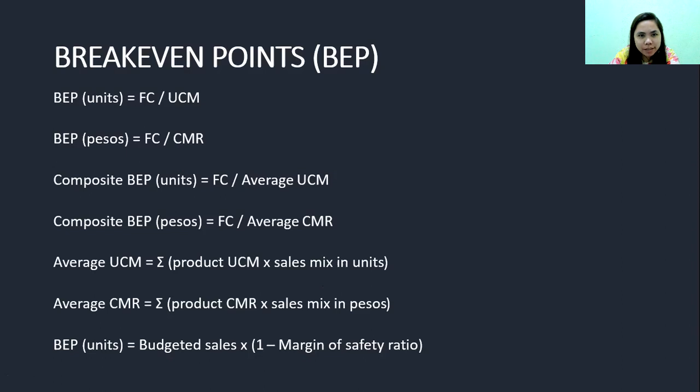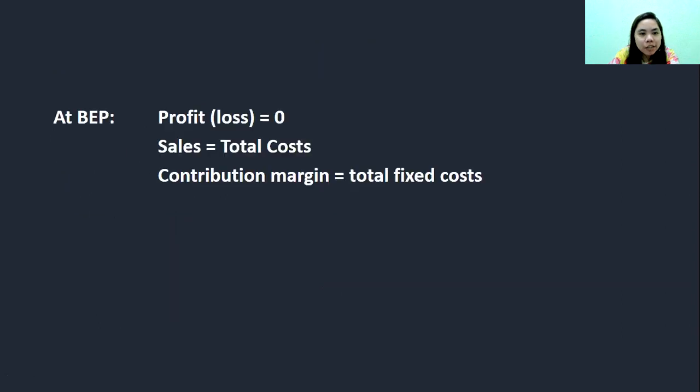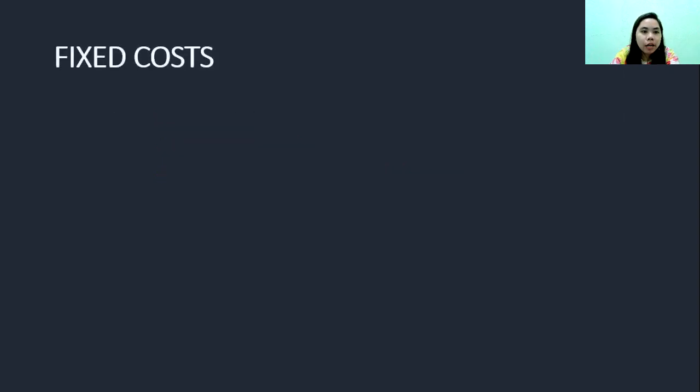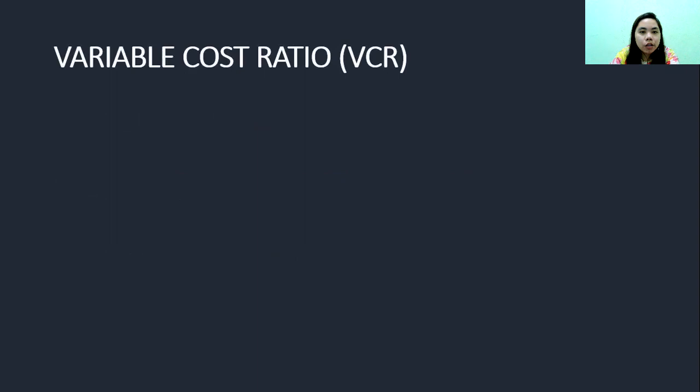Now, break-even point formulas. At BEP, profit is 0. At BEP, you only get back your capital. You have no profit, you have no loss. You are at the break-even point, producing at break-even. Then your sales is equal to your total cost. Your contribution margin is equal to your fixed cost. That's break-even: you don't incur losses, you don't incur profit. For fixed cost, just look into your modules for the formulas.